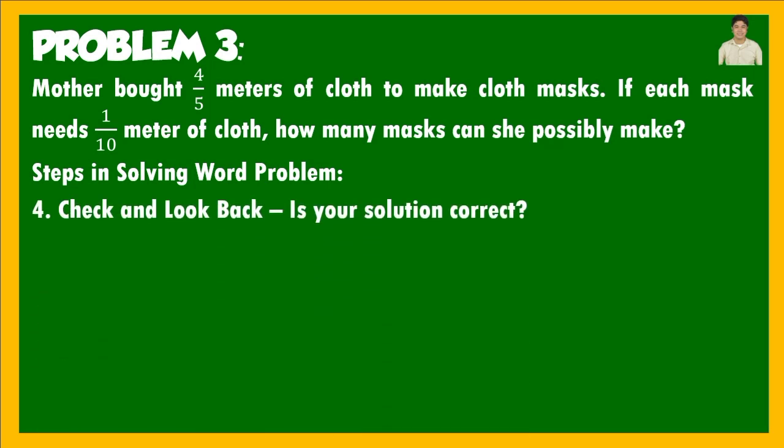So to check if our answer is correct, so yung 8 cloth masks na nakuha natin kanina, multiply lang po natin sa 1 over 10. Kasi kada cloth mask, ang sukat niya is 1 over 10 meter. So kailangan makuha po natin is 4/5. So rewrite natin na may denominator 1 yung 8.